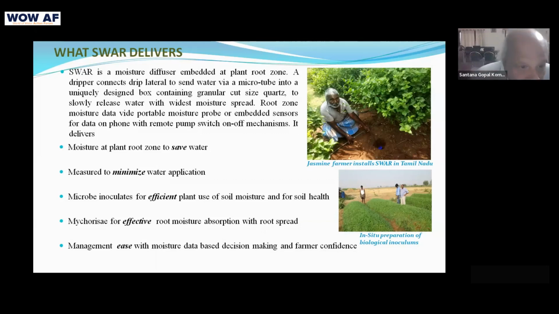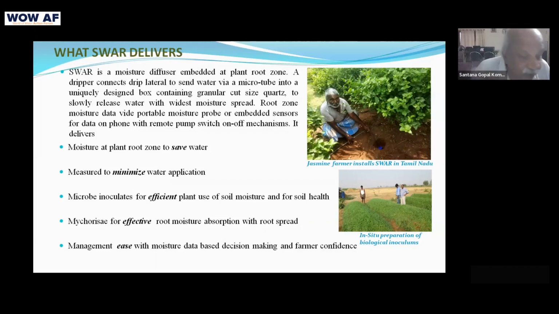The other important part is the microbe inoculants, right? That is very crucial for efficient plant use of soil moisture and soil health, right? We have developed some inoculants and they are made in situ at the farmer's place, and I'll explain to you more as we go along. But then what are we doing? We are saving, we are optimizing, and then we are making it efficient.